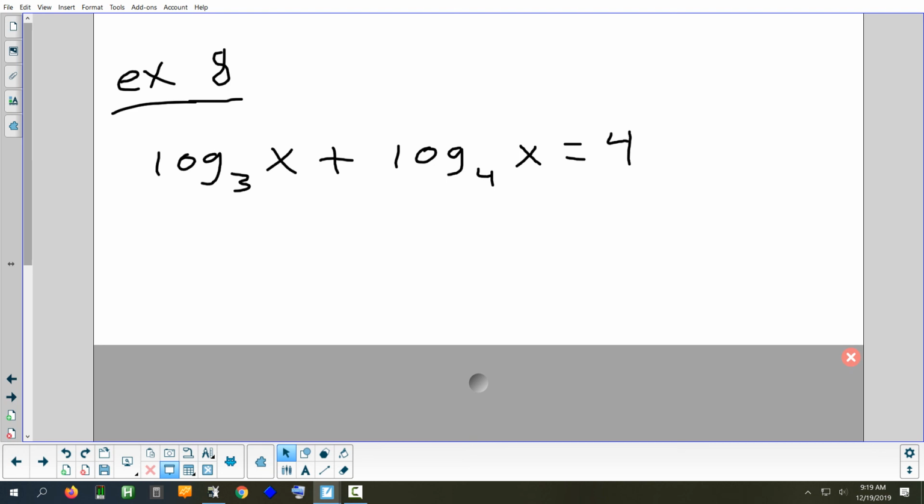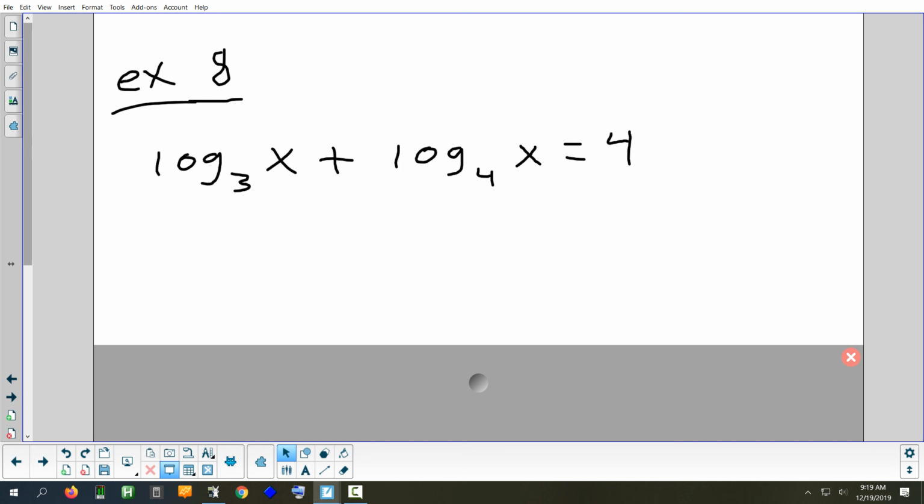Now, if you look at that quickly, you might think it's kind of like example 2. But what's different here that kind of messes you up a little bit? Bases are different. You can't combine those. It's like trying to add 3x and 2x, or 3x and 2y. Can't. They're not the same.